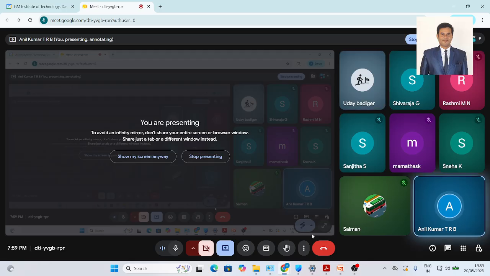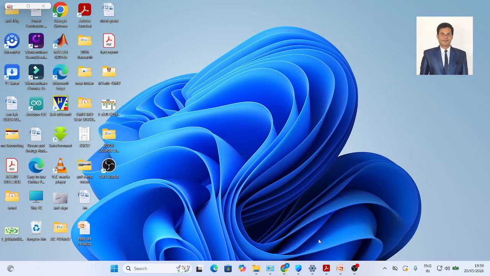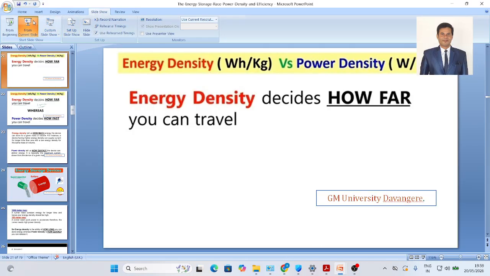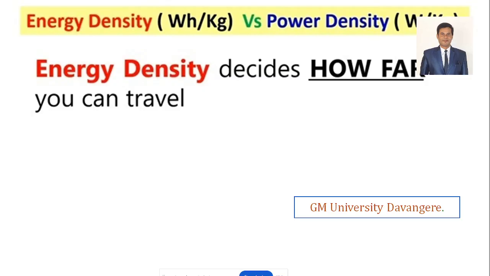Yeah, exactly. I'm giving one more example to make the concept very clear, and you will understand it better. As I'm discussing, energy density decides how far you can travel. You can travel for 5 kilometers or 10 kilometers, but you require the energy. If you don't have energy in your body, you cannot travel. You can walk very slowly for 10 kilometers, or you can walk faster for 10 kilometers. How much energy is there in your body will matter a lot, especially for the batteries.